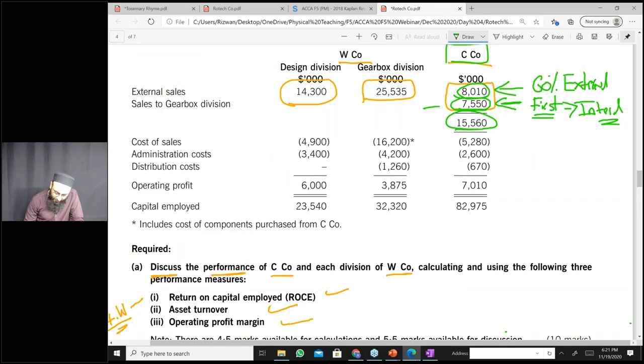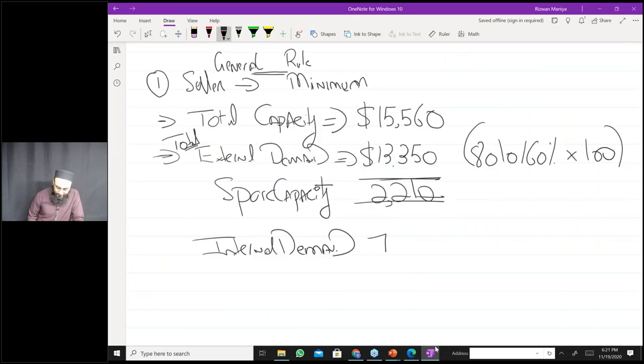The internal demand that we are fulfilling right now, in terms of revenue, not units, is 7,550. And is it 100% that we are fulfilling right now? The answer is yes. Why? Because it's the group policy that you have to fulfill internal demand first. Okay. 7,550.